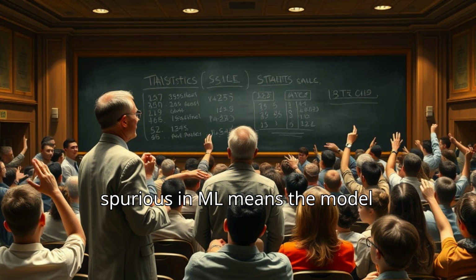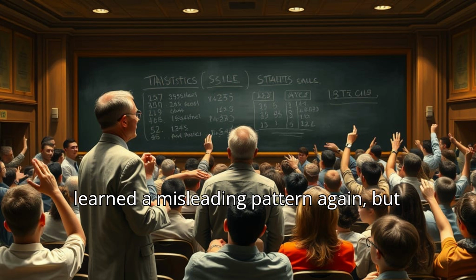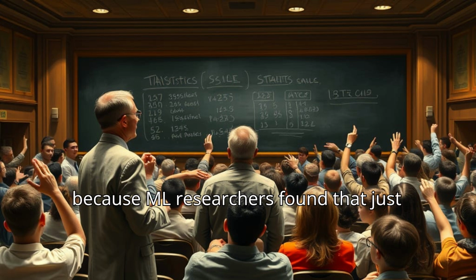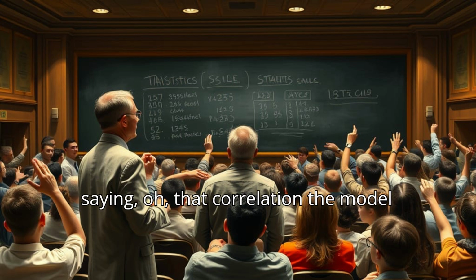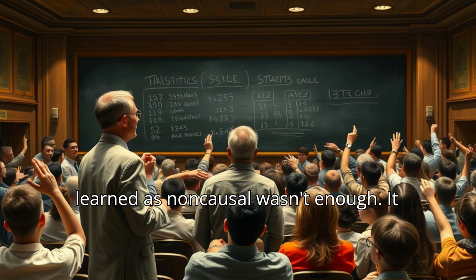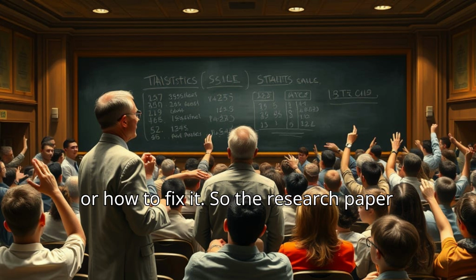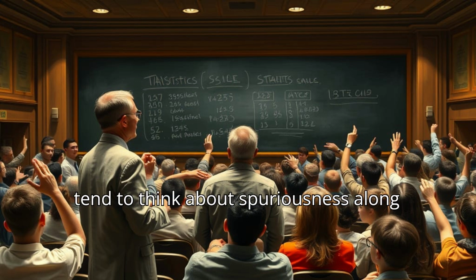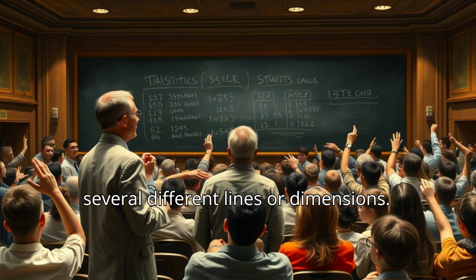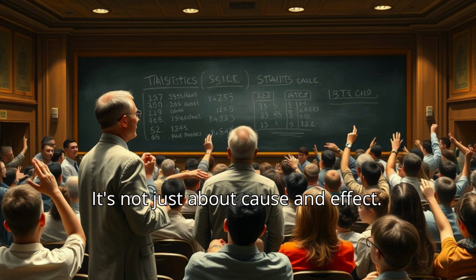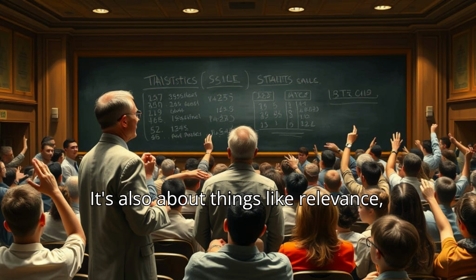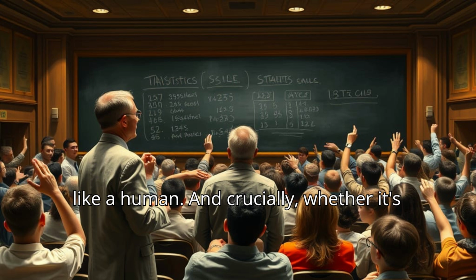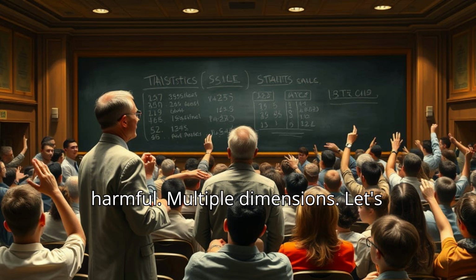So spurious in ML means the model learned a misleading pattern again. But it seems more complicated here. It is, because ML researchers found that just saying that correlation the model learned was non-causal wasn't enough. It didn't fully explain why the model failed or how to fix it. So the research paper we looked at points out that people in ML tend to think about spuriousness along several different lines or dimensions. It's not just about cause and effect. It's also about things like relevance, how well it generalizes, whether it acts like a human, and crucially, whether it's harmful.